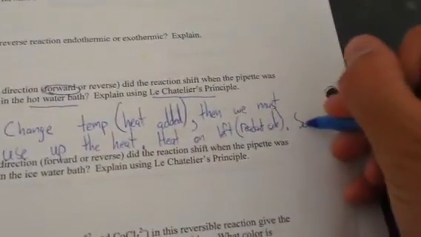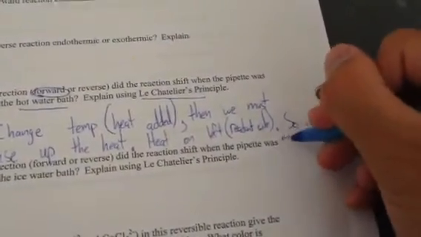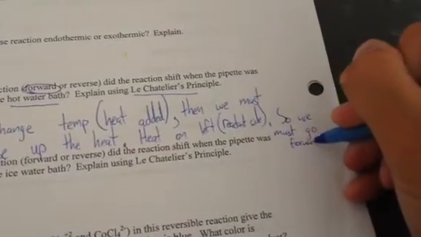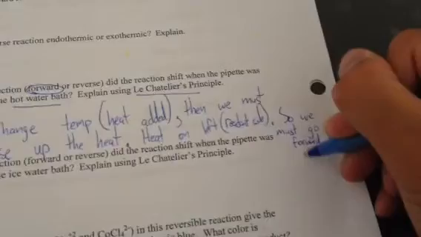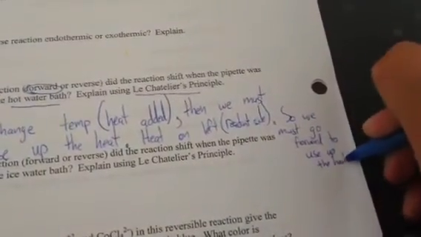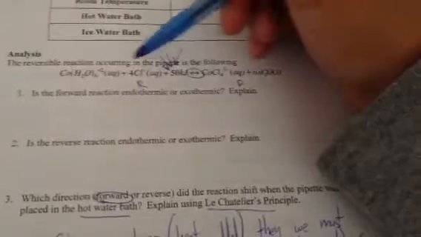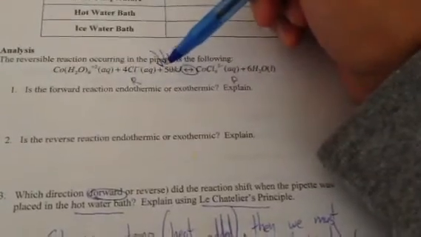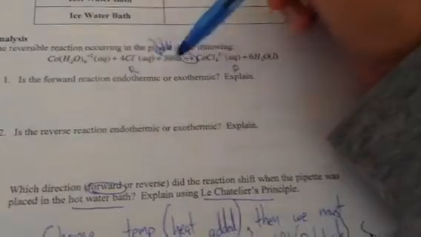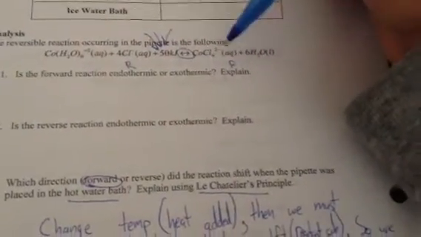I go forward. So I don't have that much room. So we must go forward to use up the heat. Okay, again, because the heat's associated with the reactant side, I have so much of it that I have to go to the right to use it up. When I go to the right, that means all these guys are being used up to make these products, okay?